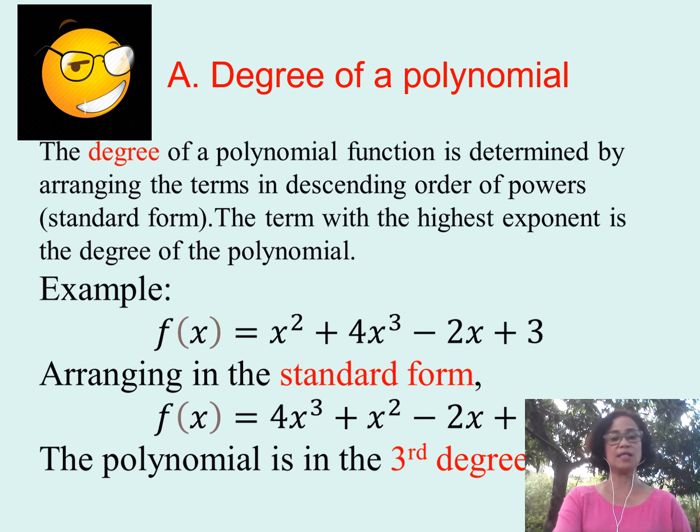So let's have this first example. f(x) = x^2 + 4x^3 - 2x + 3. x^2 is not yet the leading term. We have to arrange it first in the standard form. So the highest exponent is 4x^3, followed by + x^2 - 2x + 3. So therefore, 4x^3 is our leading term and it has the degree of 3. So our polynomial in this case is in the third degree.